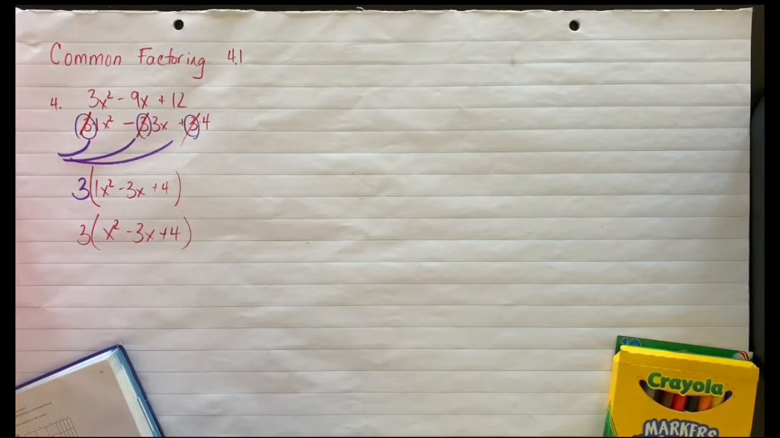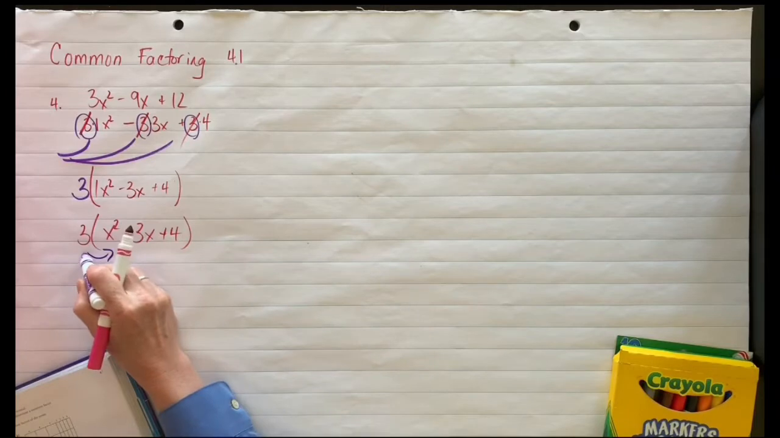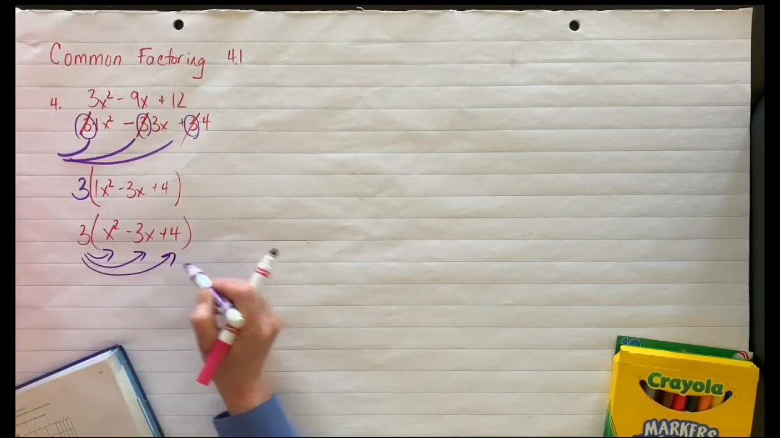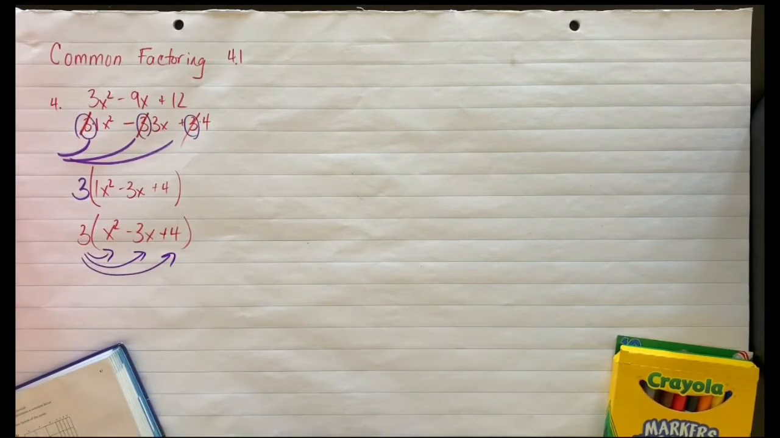The idea is that if I actually use the distributive property and I multiply, my girls and neighbors are at the window.